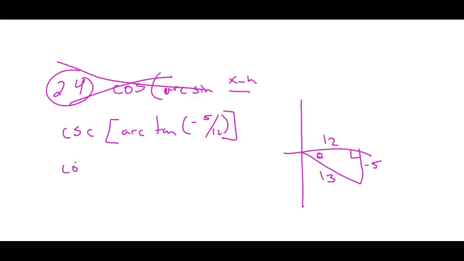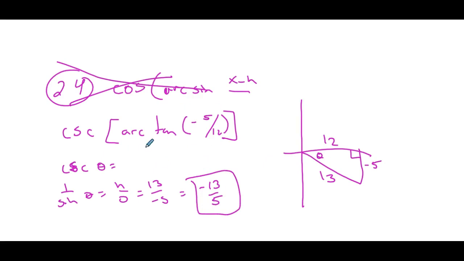So now I'm thinking cosecant of theta equals, and again cosecant is the reciprocal, which is 1 over sine of theta. So sine of theta, sine is opposite over hypotenuse, right? So this would be hypotenuse over opposite, or 13 over -5, -13 over 5.